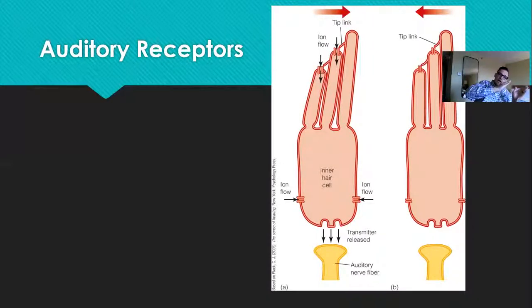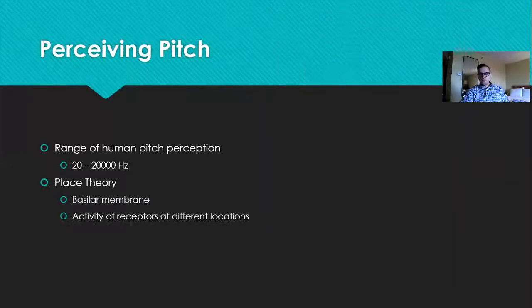Then when the hair cells sway back in the opposite direction, the tension on the tip links relaxes and the sodium channel closes. When it's swayed in the direction that pulls the sodium channels open, the sodium floods in, causing an action potential to occur. And then the electrical signal proceeds on down the auditory nerve.